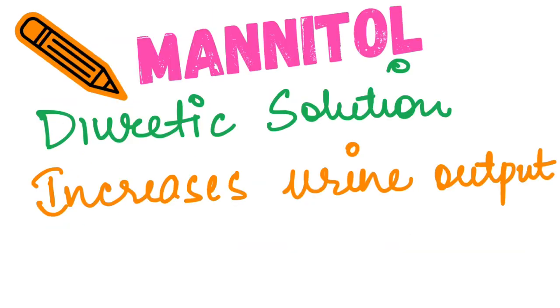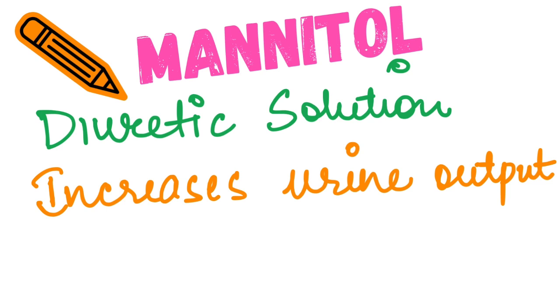Then comes your mannitol. Mannitol is nothing but a form of diuretic, and mannitol is given if the patient is having increased intracranial pressure. So to decrease that intracranial pressure, we are administering mannitol. So how does mannitol work? It will just remove all the excessive fluid from the body, and it will increase the urine output. So we can give mannitol also as a form of IV fluid.